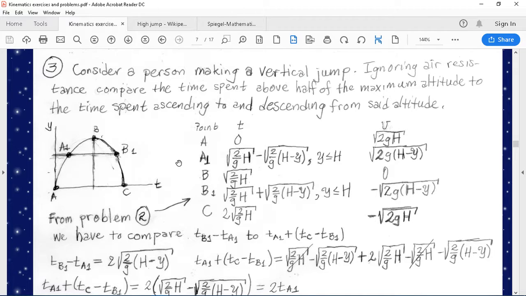Okay, we were considering the case of a person making a vertical jump, and we were assuming that the final height was equal to the initial height. And we were considering any points A1 in between A, the starting point, and B, that of the maximum height or the altitude of the jump, and point B1 between point B and point C, which would be the final point of the jump.